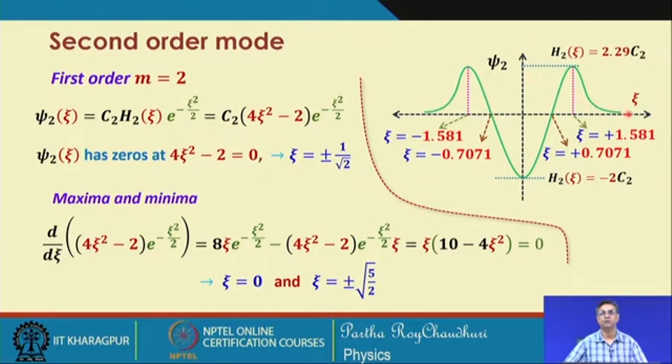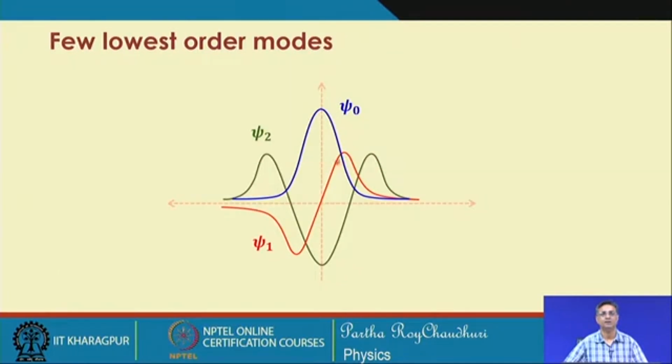So, you can reproduce the complete mode picture for all other values of m, for m equal to 3, m equal to 4, just by following this approach. So, you have a complete description of the various orders of modes, and these first few orders of modes for this parabolic index profile are represented by this. The blue curve is the fundamental, then you have psi 1 in red, and then you have green, which is psi 2, and so on and so forth.